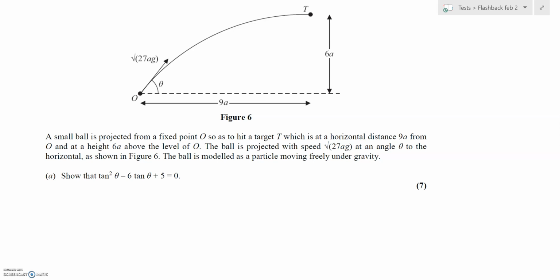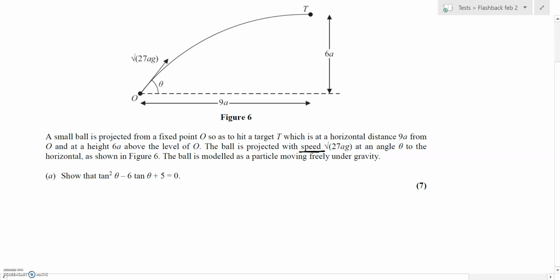A small ball is projected from a fixed point O so as to hit a target T, which is a horizontal distance of 9a from O and at a height of 6a above O. The ball is projected with speed square root of 27 ag and angle of theta to the horizontal.